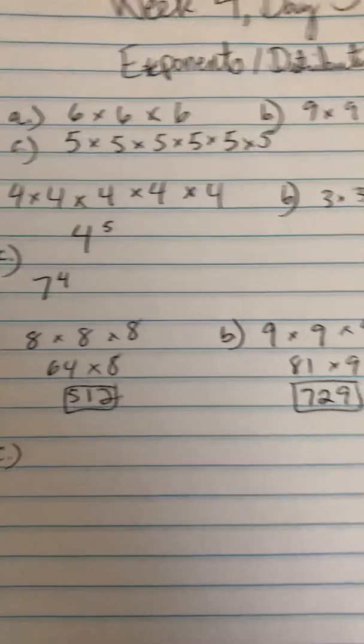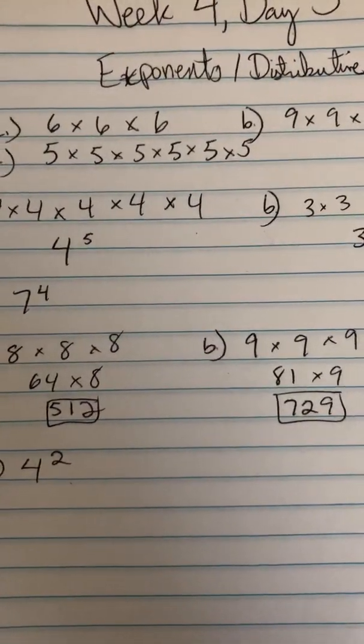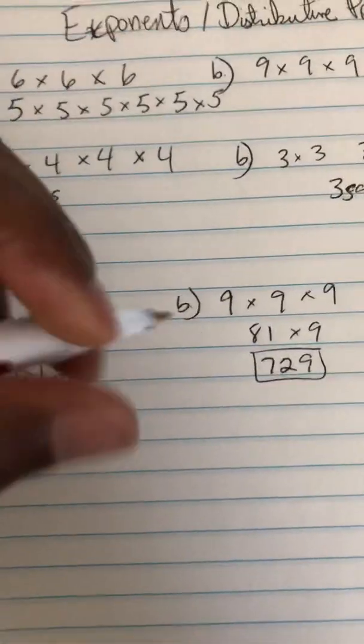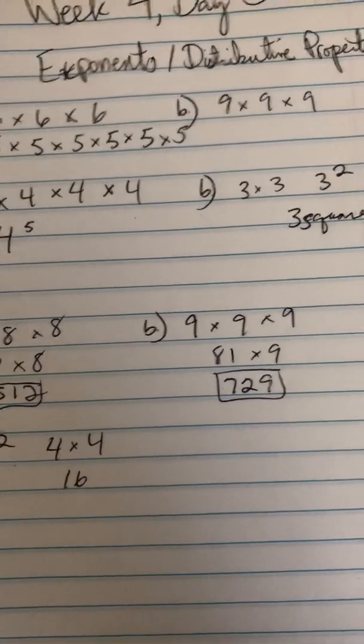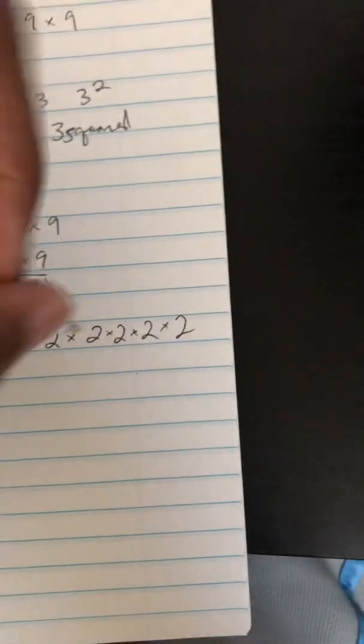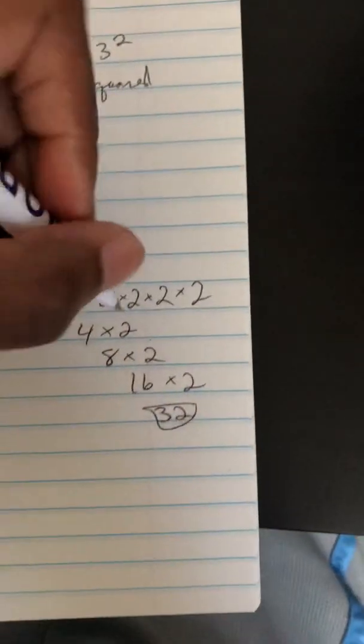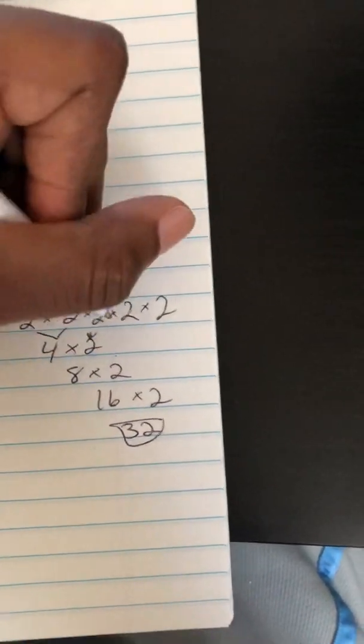All right, letter C. Letter C says 4 squared. So we do 4 times 4, and that is 16, okay? That's easy enough. And then letter D is 2 to the power of 5, or 2 to the 5th power, or 2 times 2 times 2 times 2 times 2. That's going to be 4 times 2 is 8, times 2 is 16, times 2 is 32. All right? So it's just like we would do with our order of operations: do it right there, bring that down, then right here, bring that down, and then we're done.